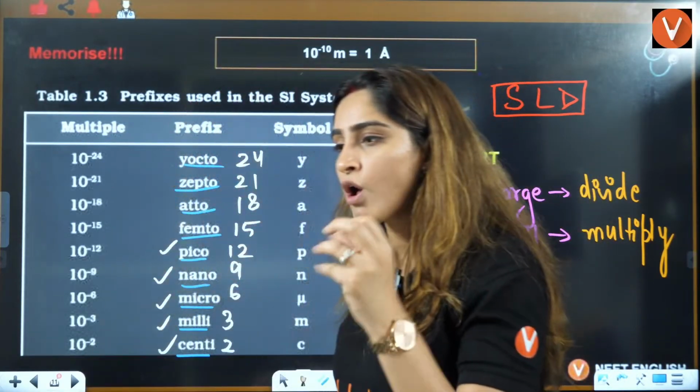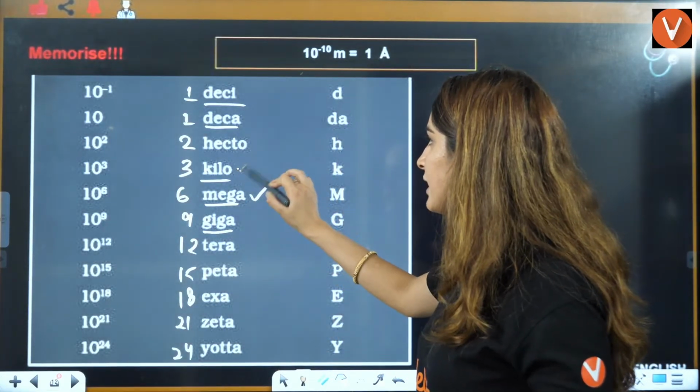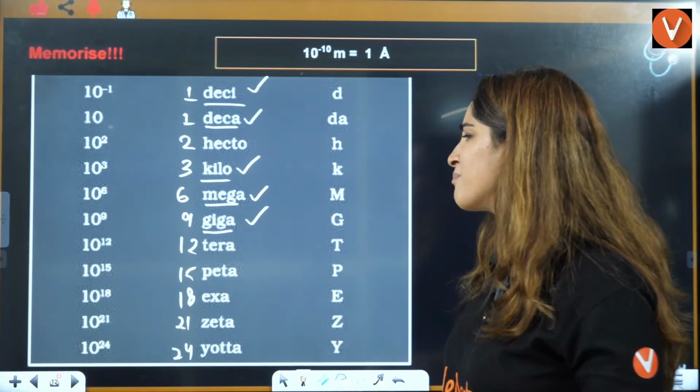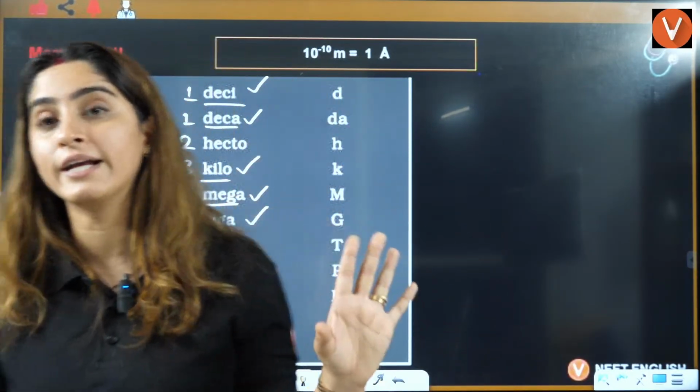Right? And out of this also, let me tell you what are important. Out of this also, mega is important, kilo is important, deca, deci, and then giga. All these are important. The rest are very, very rarely asked, but you should at least have an idea about it.